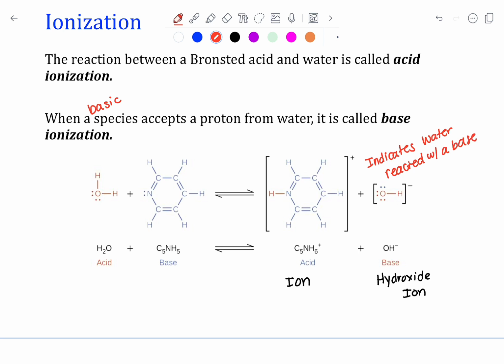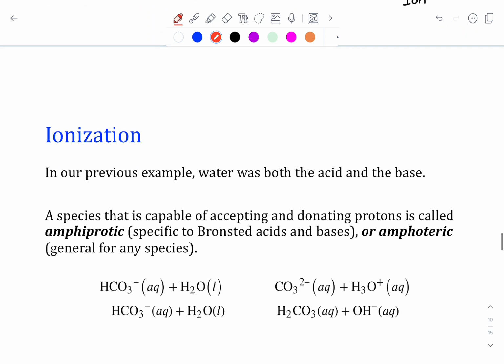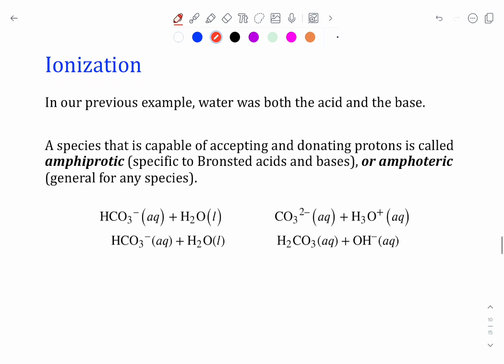So as we're going to see throughout this chapter and throughout future chapters, if we see an OH- as a product, we had a reaction with a base. If we see an H3O+ or sometimes an H+, depending on the reaction that we're looking at, then we have reacted with an acid specifically. So in both of these examples, water was acting as both the acid and the base. We saw that in these two examples as well as the examples at the beginning of this lecture.